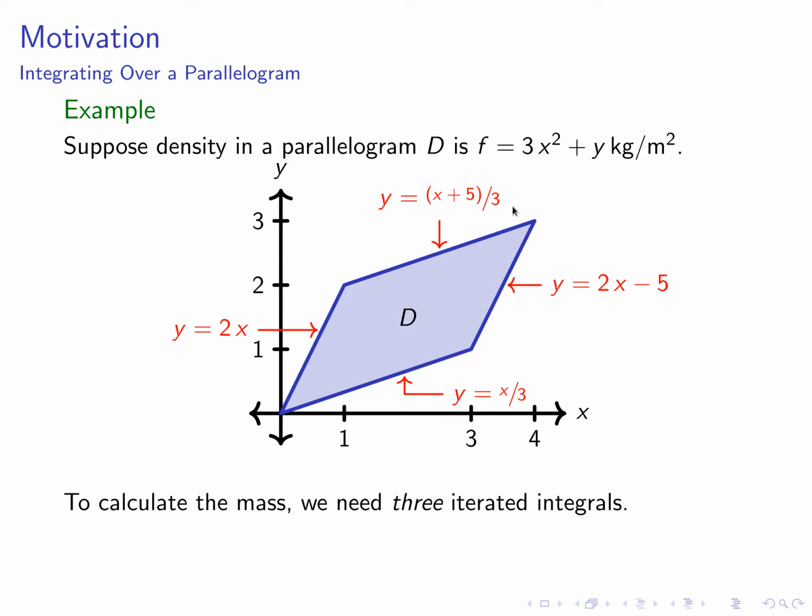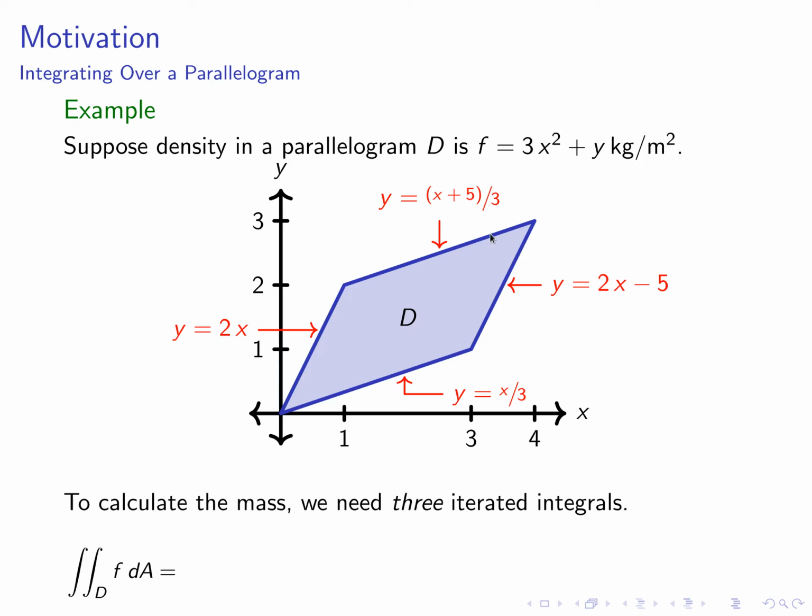To calculate the mass, we need 3 iterated integrals here. If we're using x slicing, we might choose a slice between x = 0 and x = 1, where the rule for entry is y = x/3, and the rule for exit is y = 2x. But there are also slices between x = 1 and x = 3. Here the rule for entry is still y = x/3, but now the rule for exit is y = (x + 5)/3. And if we slice between x = 3 and x = 4, the rule for entry is y = 2x − 5, and the rule for exit is y = (x + 5)/3.